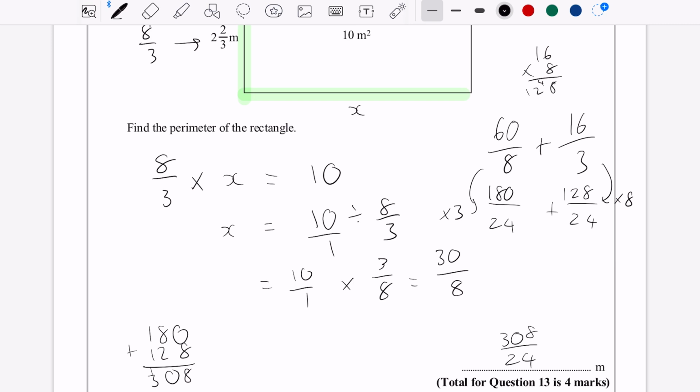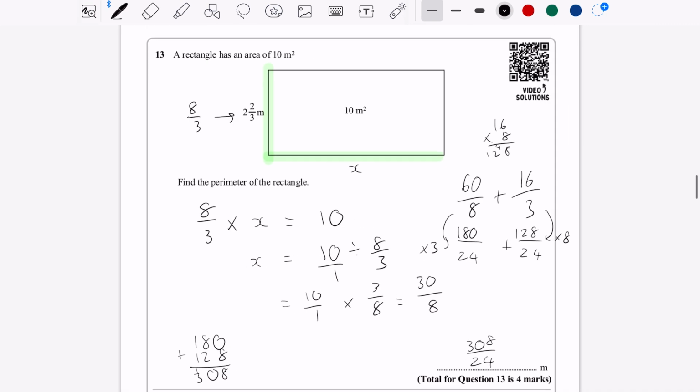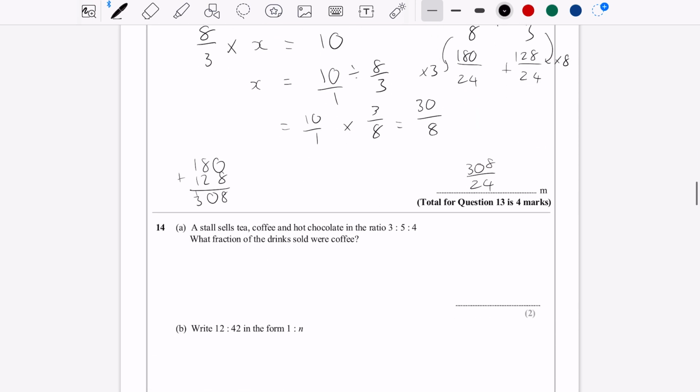Right, what an absolute whopper that was. But it was worth 4 marks to be fair, so we put a bit of a shift in there. I know these are obviously predicted papers, I would be shocked if a question that challenging came up as question 13. I think that's more likely going to be a 20 plus, alright? So don't panic if you're like, oh my god, that was a bit hard.